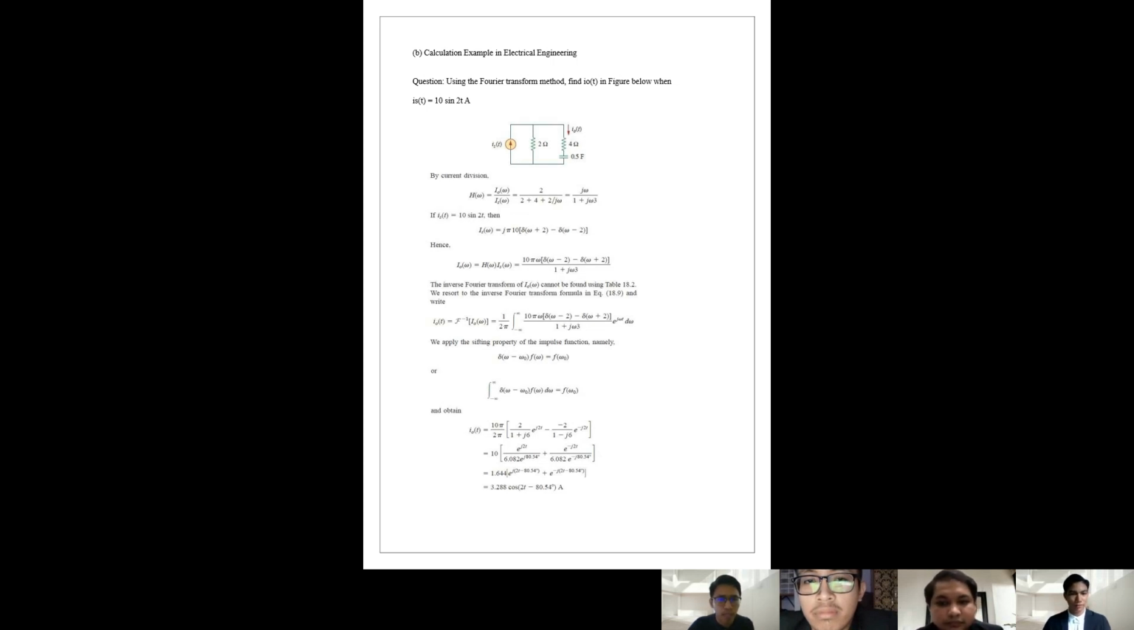So to obtain i_o(t), i_o(t) equals 10 pi over 2 pi times 2 over 1 plus j6 times e to the power of j2t, minus negative 2 over 1 minus j6 times e to the power of negative j2t, and we get the final answer, which is 3.288 cos(2t minus 80.55 degrees) in units of A.